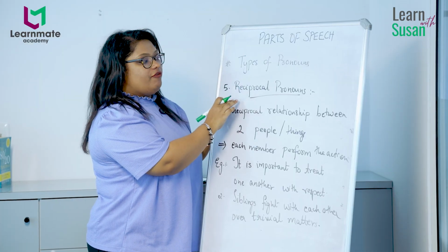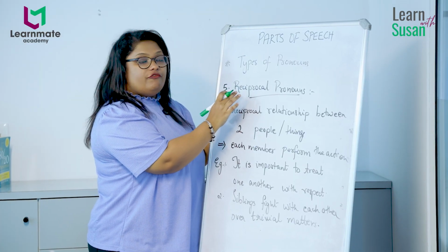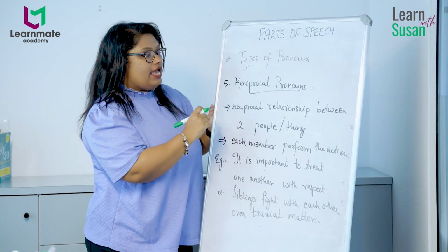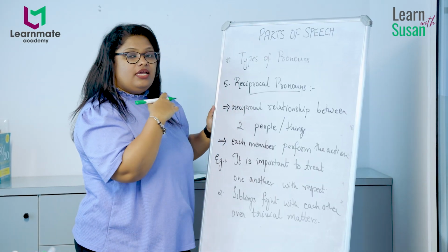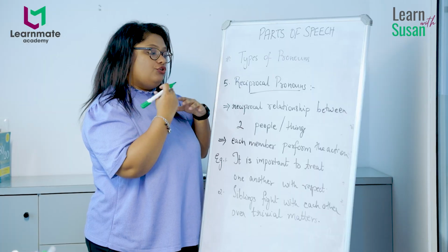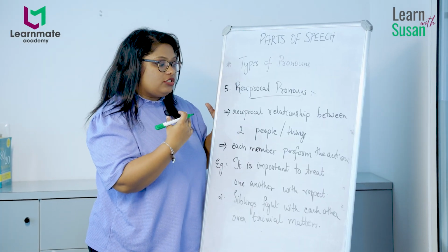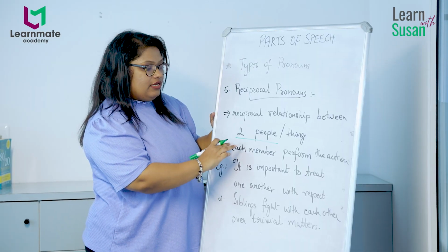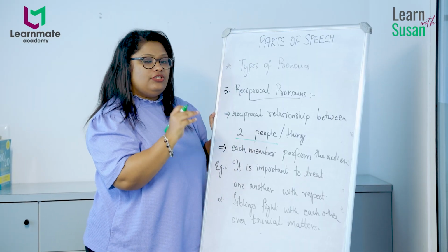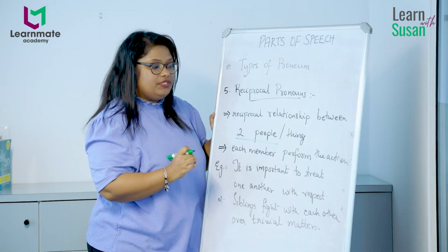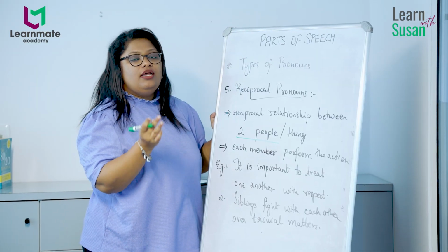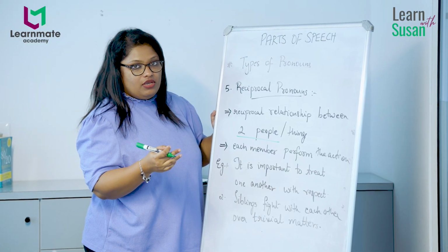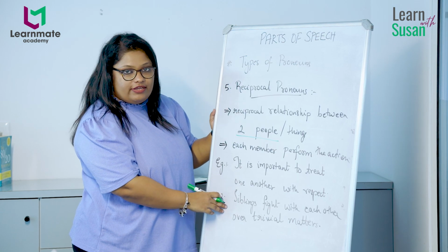The fifth type of pronouns is the reciprocal pronouns, and as the word suggests, it is used to show the reciprocal relationship between two people or things. And also, when each member of these groups performs the same action that is relative to each other. So let us look at two examples that I've given here.